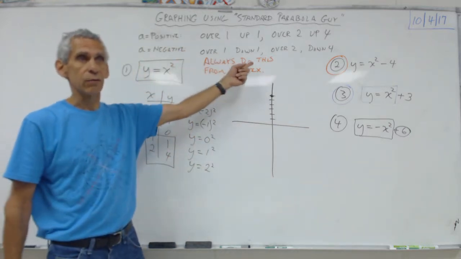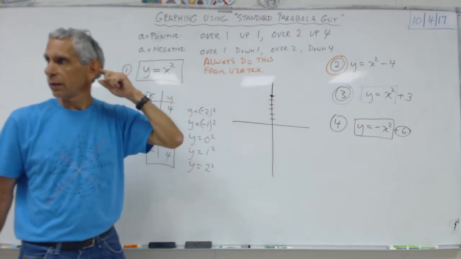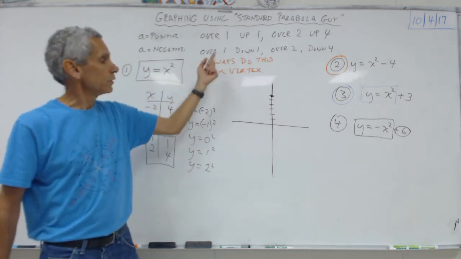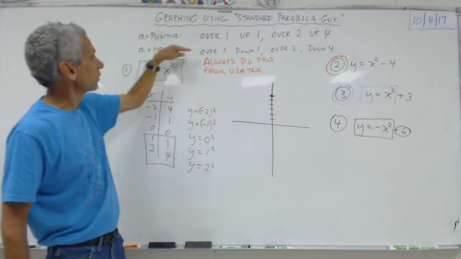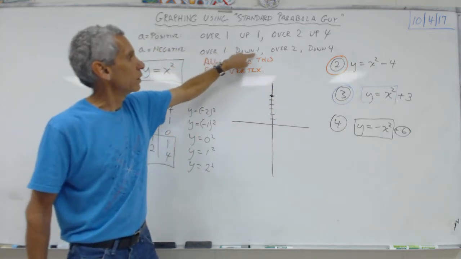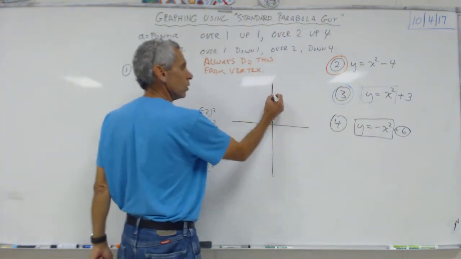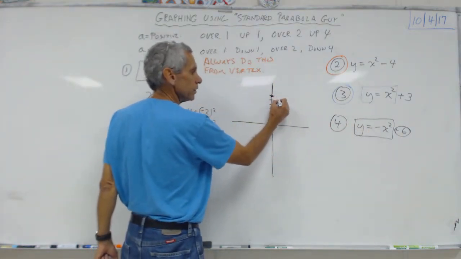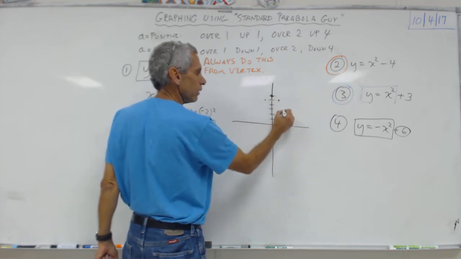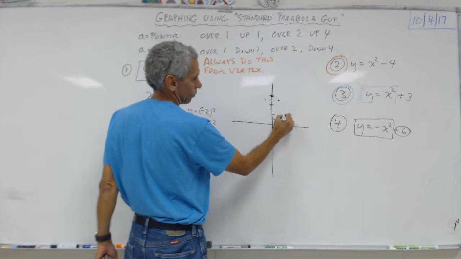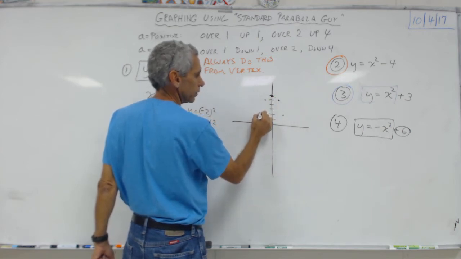Over 1, down 1. Over 2. Because it's negative, you got to use the second one. When a is negative, you do over 1, down 1. Over 2, down 4. So I'm going to go over 1, down 1, dot. Over 1, down 1, dot. Over 2, down 4. 1, 2, 3, 4, dot. Over 2, down 4, dot.